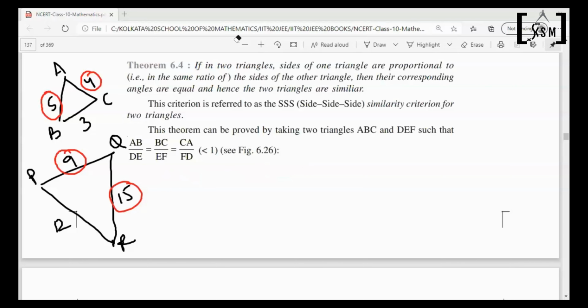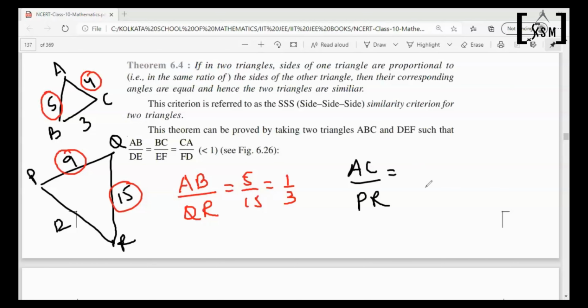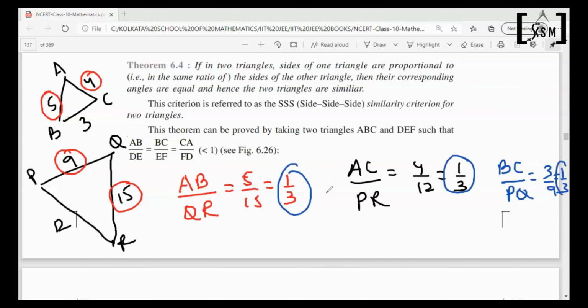So you have to check all different combinations. Have a look, please. When I am selecting side AB and side QR, what is the side ratio? 5:15, which is 1:3. When I am selecting side AC and side PR, what is the side ratio? 4:12 or 1:3. And the third side ratio will also be equal. You will have to check. BC and PQ, when you check, you get 3:9, which is 1:3. Because all three side ratios are 1:3, yes, we can say that these two triangles are similar.